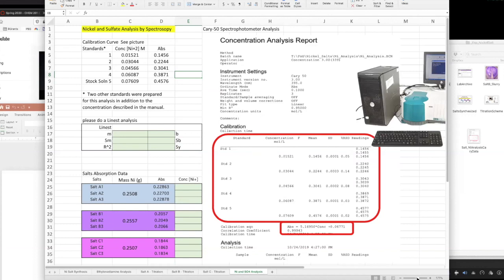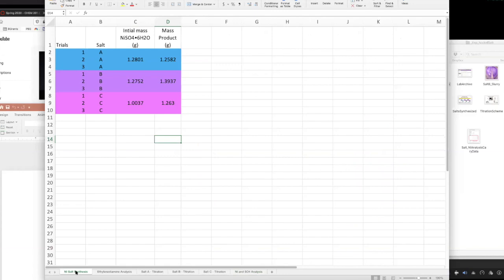Okay, let's go to the first tab, the nickel synthesis part. This is basically a summary of what you saw in the first slide. This is the initial mass of the nickel salt that I used. This is the mass of my product. I only did 1 trial in the synthesis, so all you see is 1 value for the initial mass and 1 value for the final. That's the data for the synthesis.